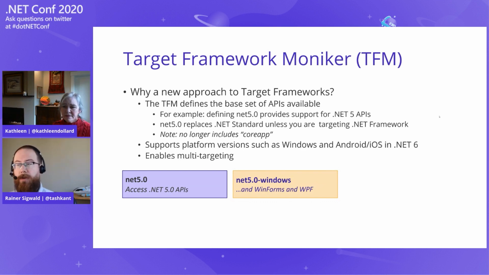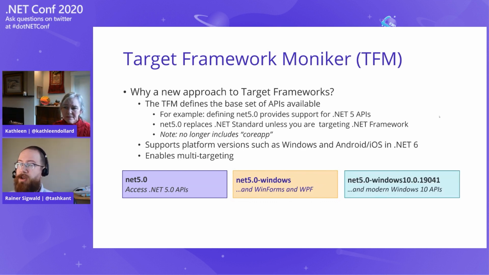You can even go further than that. You can say .NET 5.0-Windows 10.0.19041. You put that Windows version number in there, and that means that you can access not just APIs that are available on Windows, but modern APIs that were added in Windows 10. All right, that makes sense.